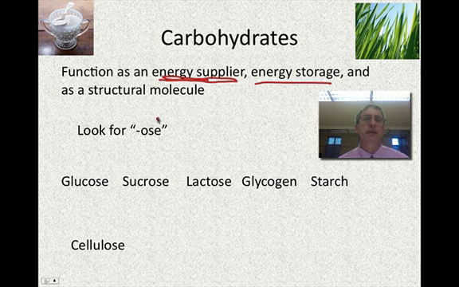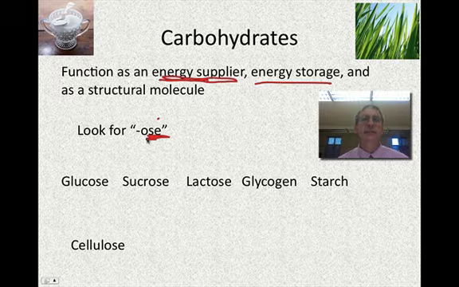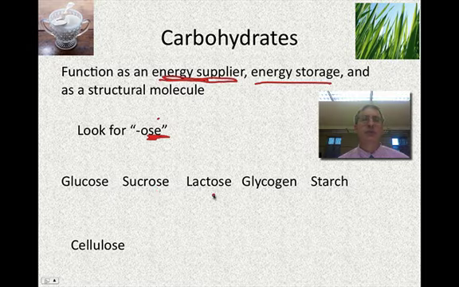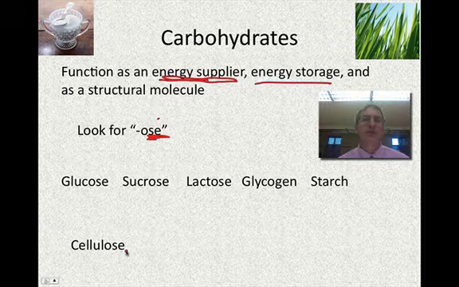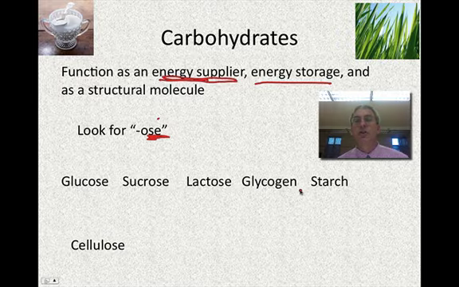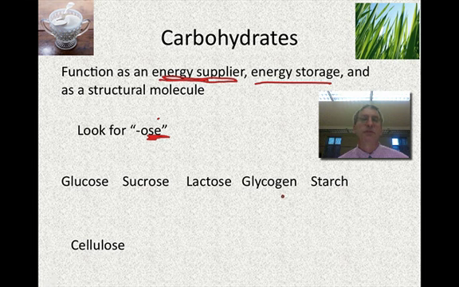So we want to be looking for ways to recognize carbohydrates. One hint is to look for OSE. OSE is a suffix. And I've made a list of some common carbohydrates down here at the bottom, and you see glucose, sucrose, lactose, cellulose, all ending in OSE, so you instantly think those are a type of sugar. And we have a couple of unusual ones. People can't always agree on terminology. We have glycogen and starch. Those are also carbohydrates, but they don't follow that OSE rule.